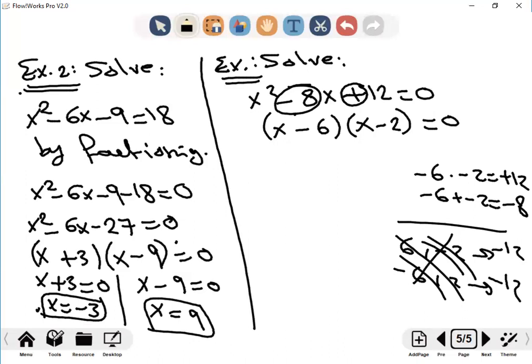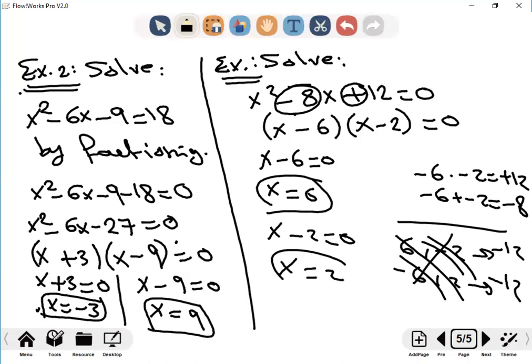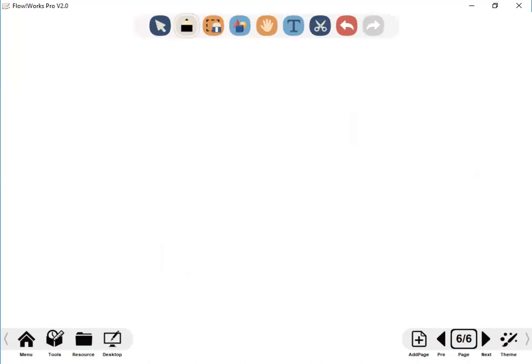So, do we finish? No. x minus 6 equals 0 means x equals what? x minus 2 equals 0, then x equals what? 2. Another example.